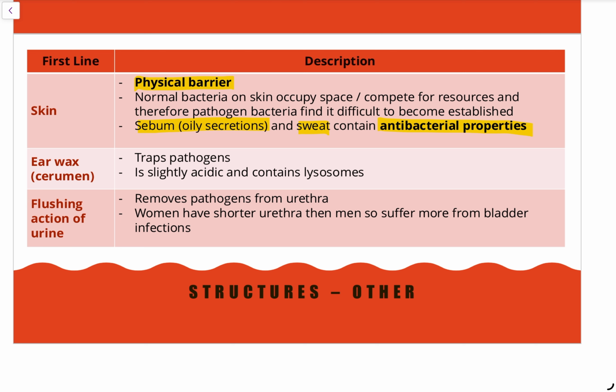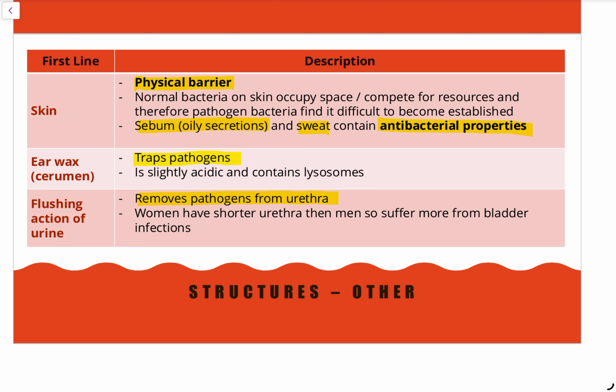Number two, earwax or cerumen. Earwax is there to trap pathogens. It's also slightly acidic and it contains those lysosomes that we spoke about, so they contain the digestive enzymes and they'll go and break down any pathogen that is trapped by them. Finally, in the case of the urinary tract, urine itself removes pathogens from the urethra. Women have a shorter urethra than men, so are more likely to suffer from a UTI, a urinary tract infection or bladder infection and things like that.